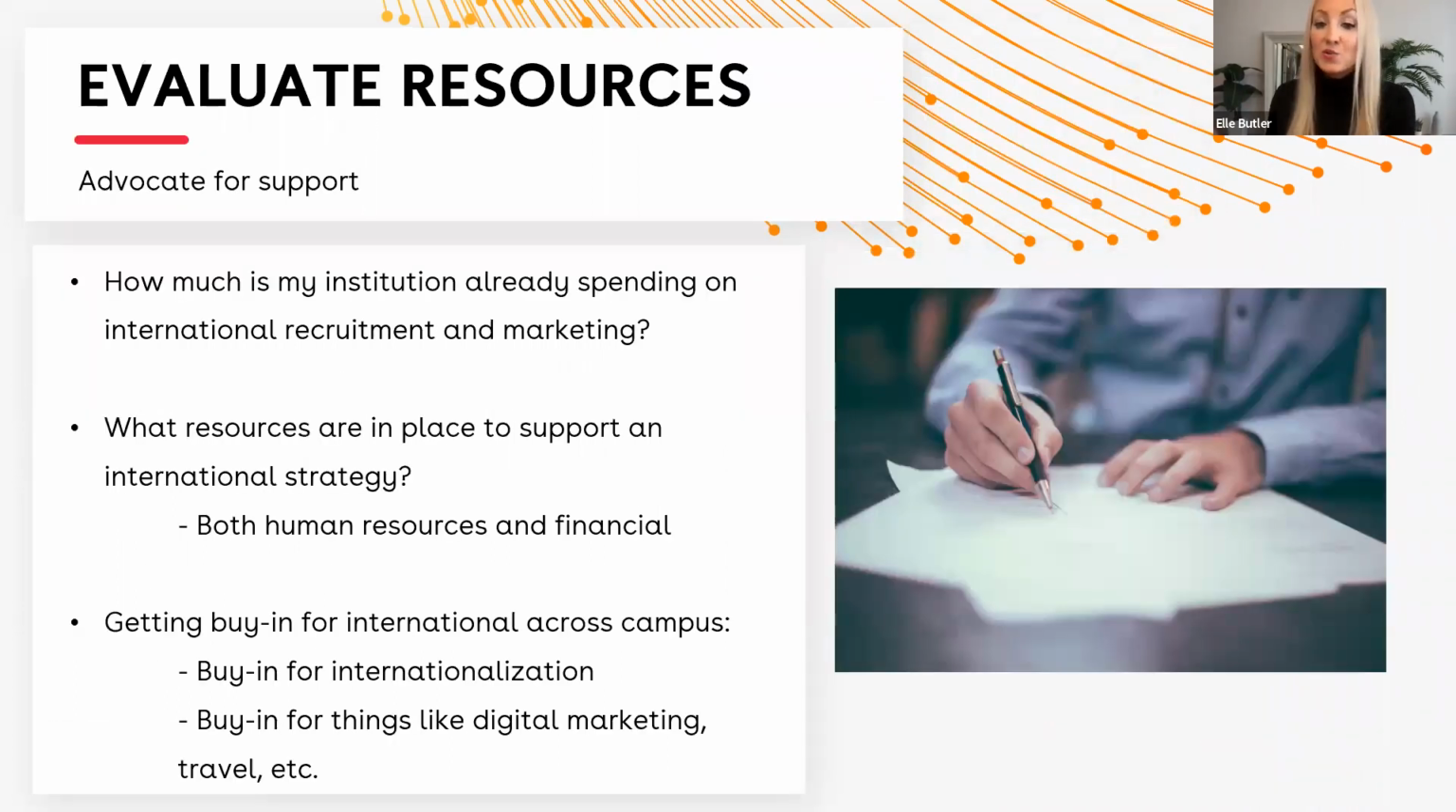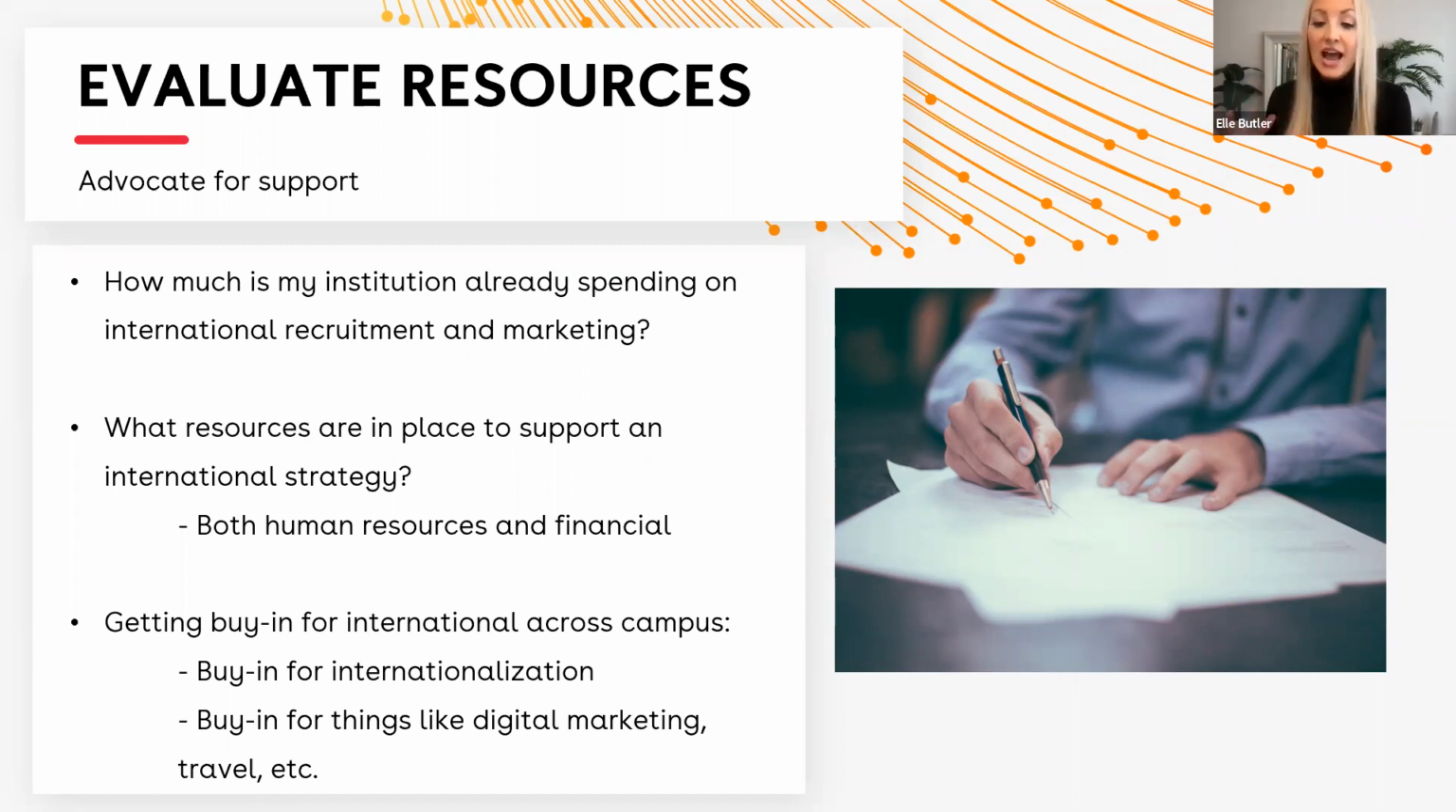So where do you begin when building your institution's international strategy? Well, first you want to evaluate your resources. You want to ask yourself, how much is my institution already spending on such a strategy? And what are the results? Maybe there is one in place, maybe it's non-existent. What resources are in place to support an international recruitment and marketing strategy? And this includes both human resources and financial resources.